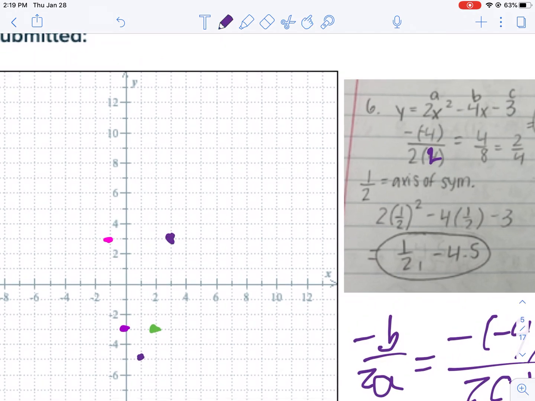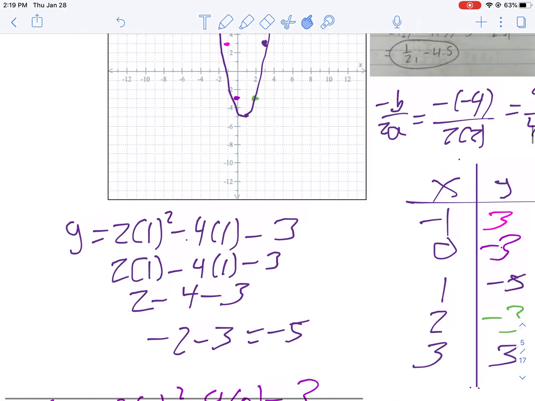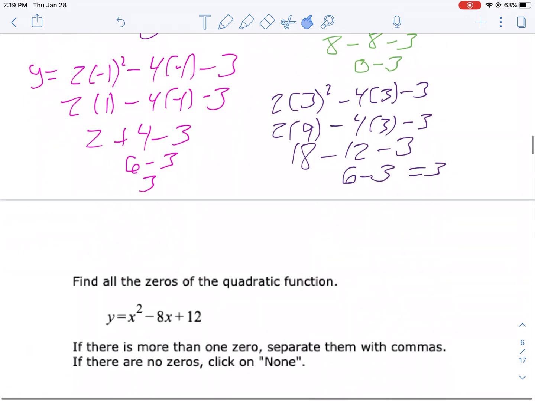And for you, on the Alex program, you can just draw your graph. And there you have it. That's how you would do that problem. That required a little bit of work, didn't it?